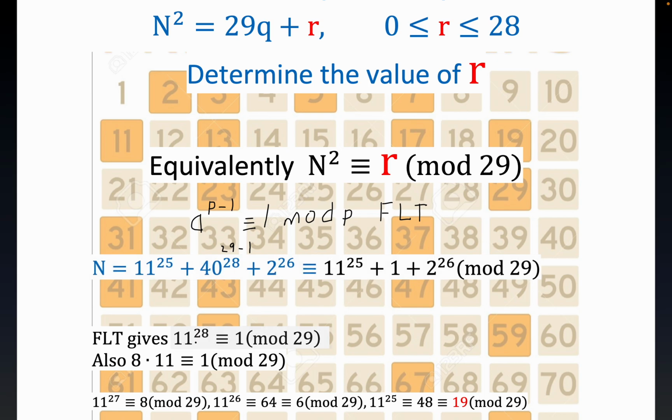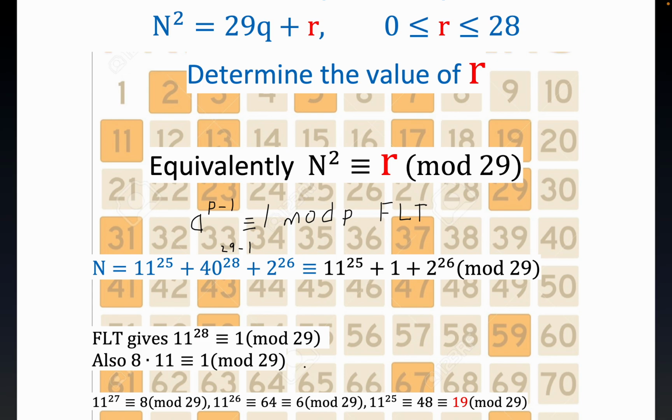Now, Fermat's little theorem gives this, just like 4 to the 28th is congruent to 1. FLT gives us 11 to the 28th is congruent to 1. Now, here's something quite useful that you'd have to note on your own, unless you have another approach: 8 and 11 are kind of like reciprocals. 8 times 11 minus 1 is 87, but that's divisible by 29. So 8 and 11 are called multiplicative inverses modulo 29.